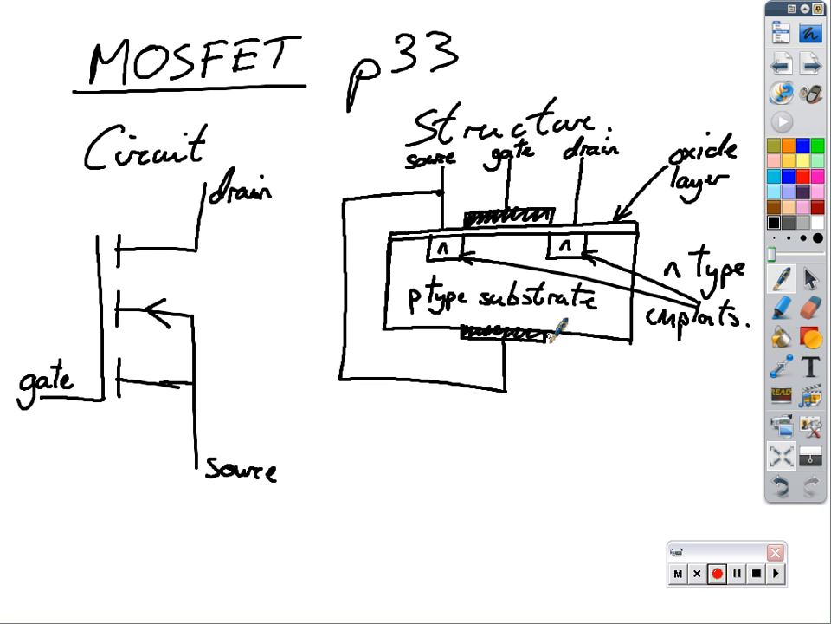Let's go on and figure out how it turns off and how it turns on. On page 33 it goes through a bit of that, but I can just show you briefly how it works. It's quite straightforward once we know how it works.